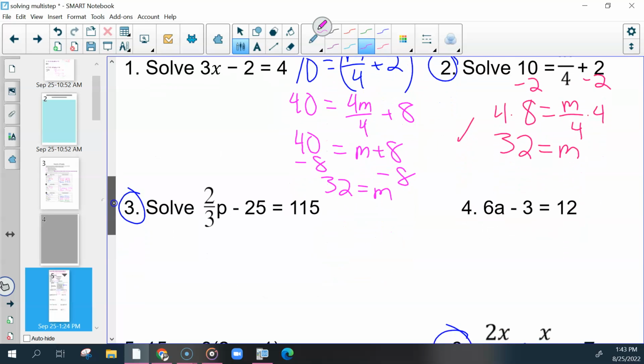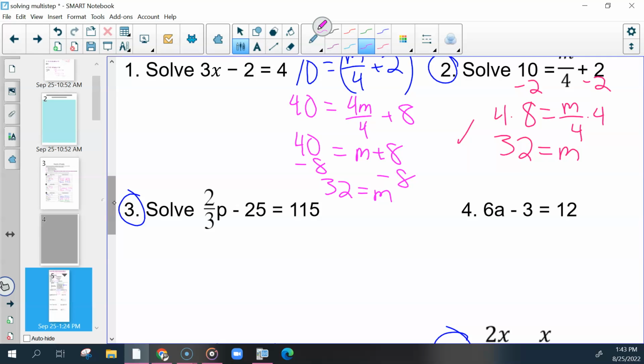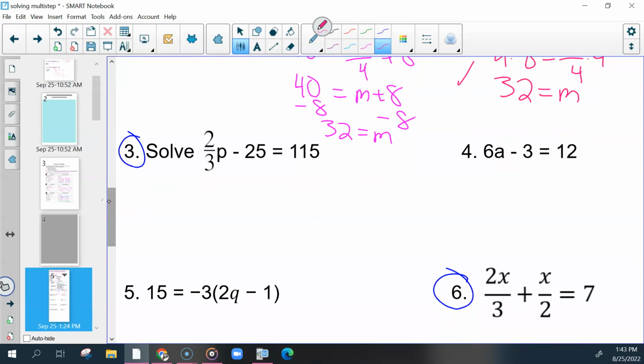Three is going to be similar in that aspect, where we have those two separate ways: one where we deal with the fraction, another where we get rid of it. So if we were dealing with the fraction, we'd have to get rid of 25. How would we do that? Plus 25, yep, to both sides. Right. Before I show you how to do this part algebraically, how do you think we would solve this next part?